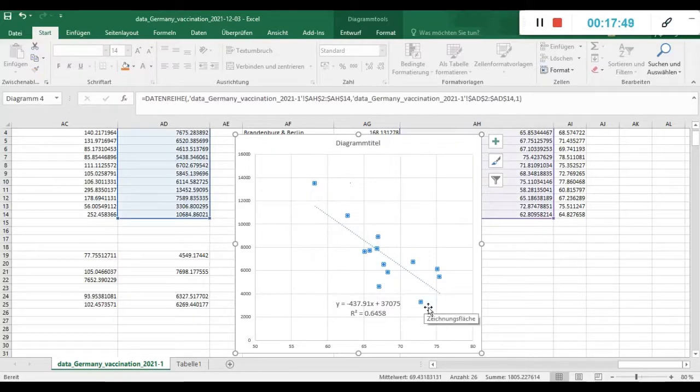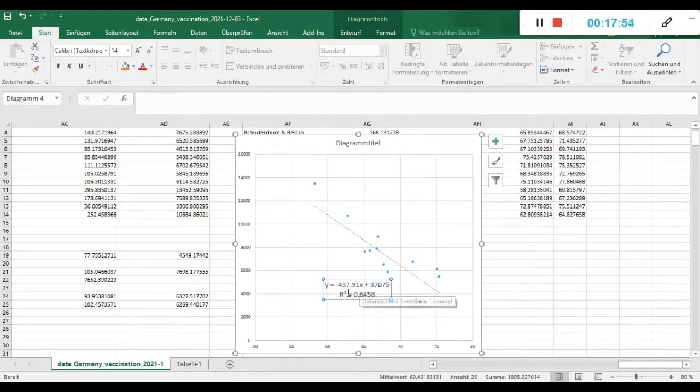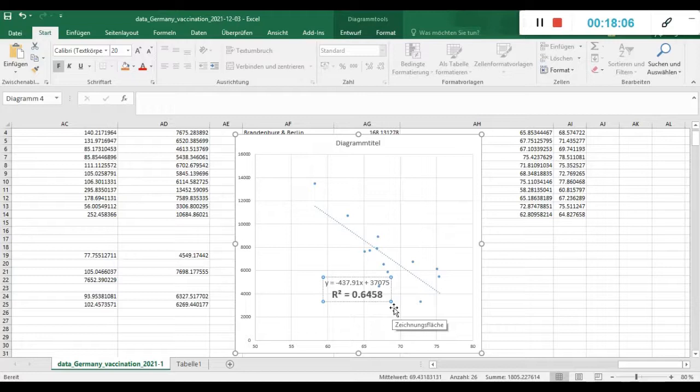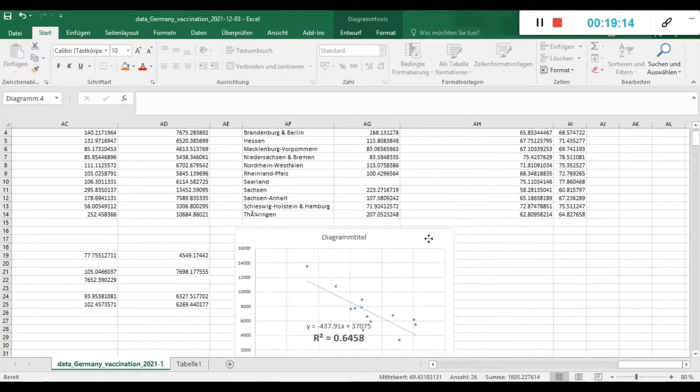And the interesting thing here is the R squared value, which I am highlighting at the moment. So this R squared value in this case, 0.6458, is a close approximation of the percentage of variation in how many cases of COVID were registered in every location. So about 60% of the variation in the number of cases is explained by the vaccination rate in a particular area. The real percentage will vary depending on the amount of data one has, and this goes into statistics a bit more in depth.